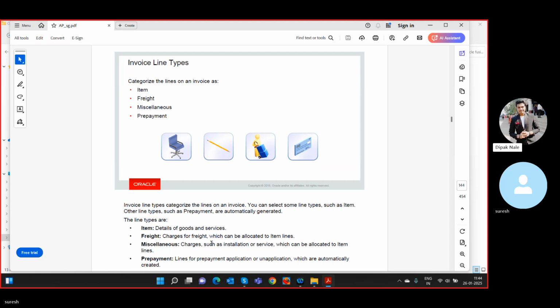Invoice line types categorize the lines on the invoice. You can select some line types such as item. Other line types such as prepayment are automatically generated. The line types are: item, details of goods and services. Freight, charges for freight which can be allocated to item lines. Miscellaneous, charges such as installation or services which can be allocated to item lines. Prepayment, lines for prepayment application or unapplication which are automatically created.